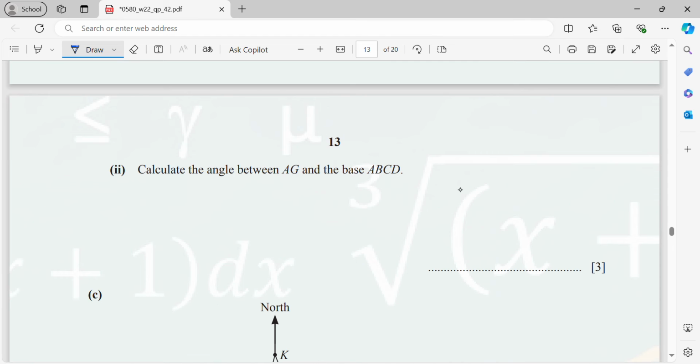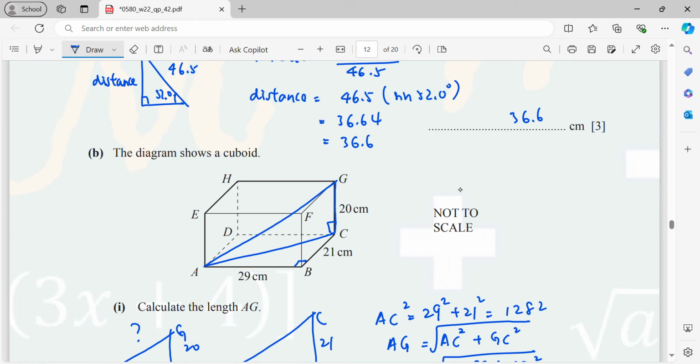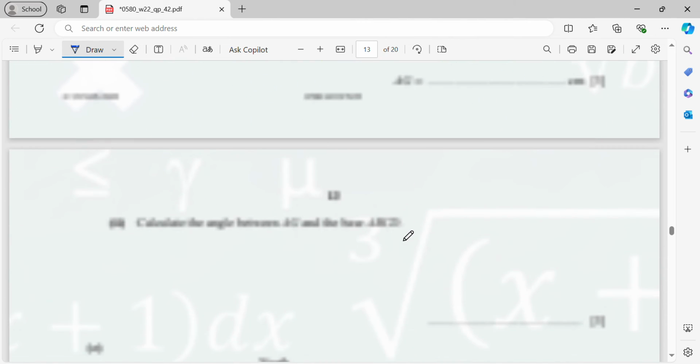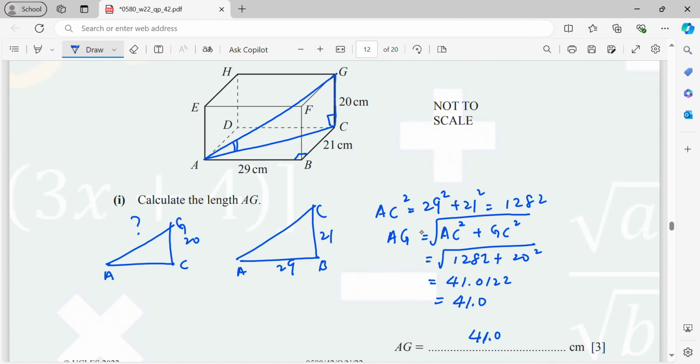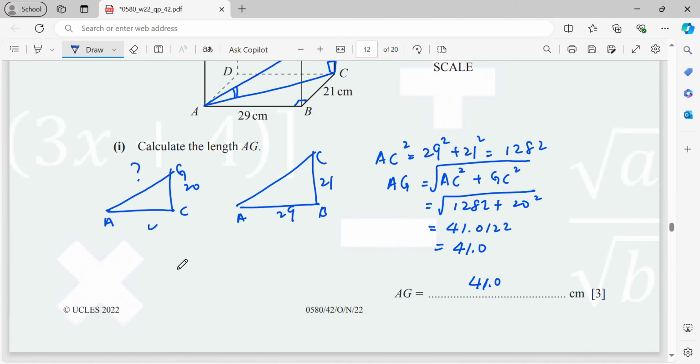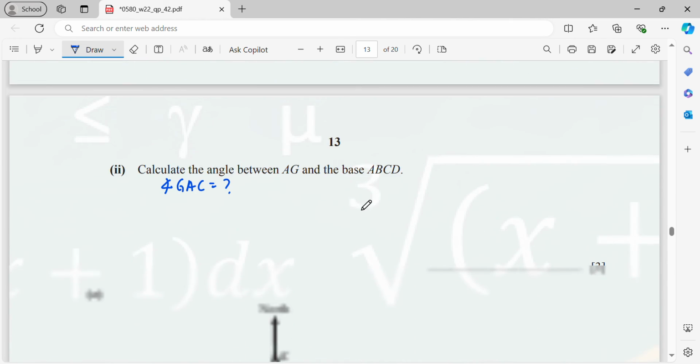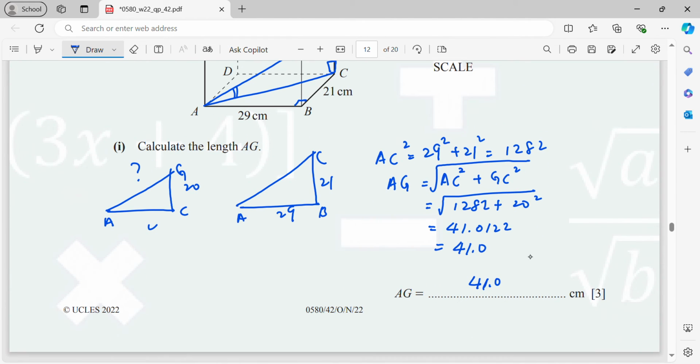Okay, now, next part, calculate the angle between AG and the base ABCD. So, AG and the base ABCD, that means this is the angle. That is GAC. So angle GAC. So now, for angle GAC, refer back to this triangle. Okay, we have found AG, and here is AGC. We have found AG just now. AG was this value.